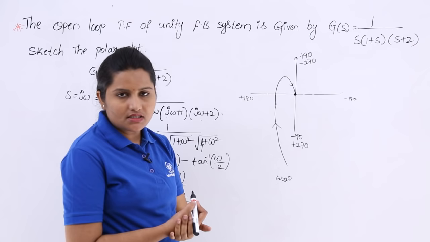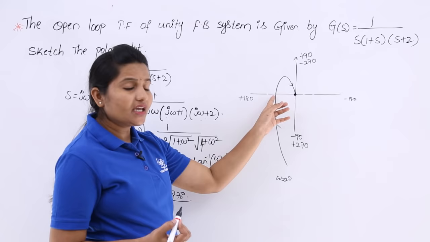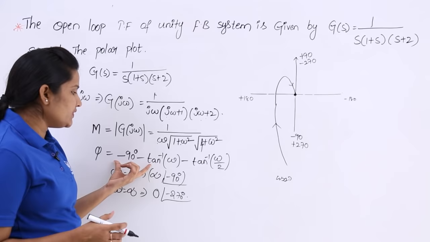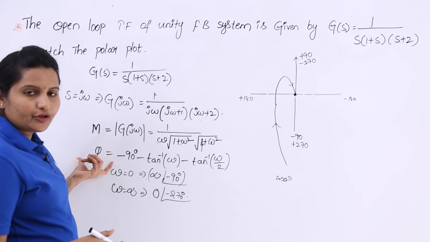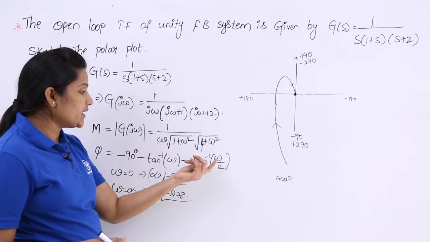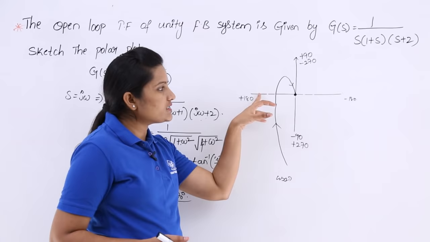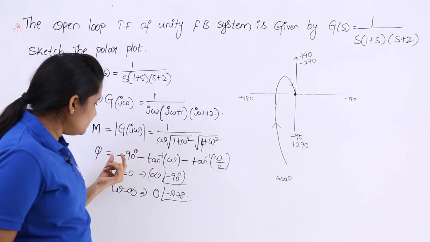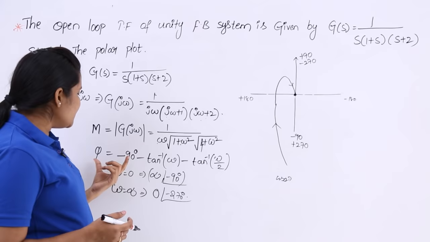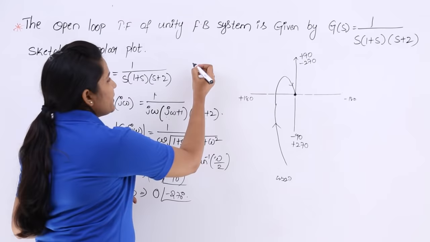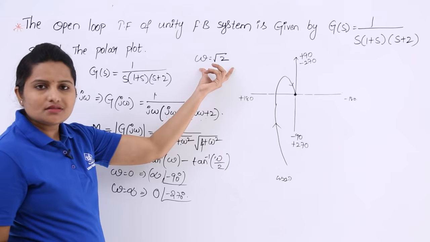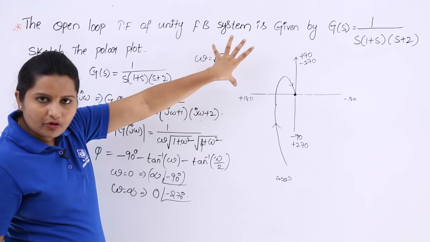So, that means we can equate 180 degrees to this phase. 180 is equal to minus 90 minus tan inverse omega minus tan inverse omega by 2. As this is intersecting the negative real axis at 180 degrees, you equate this phase to 180 degrees, and you are going to get omega equal to root 2. In some other problems, you are going to get some other angle, you will get the omega value.